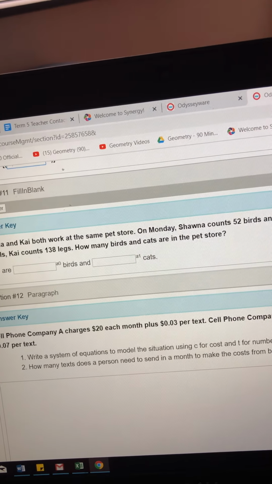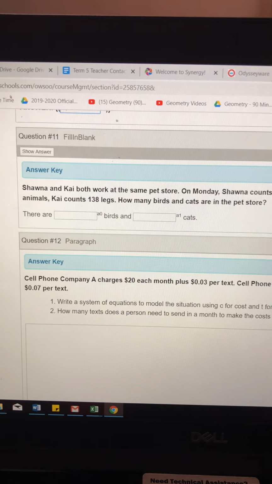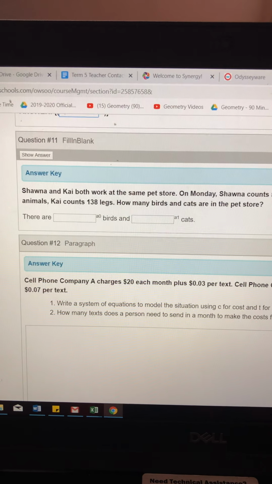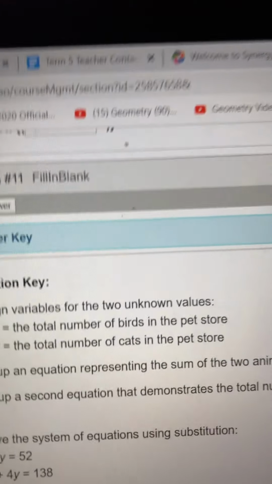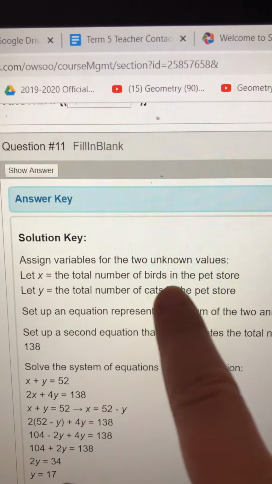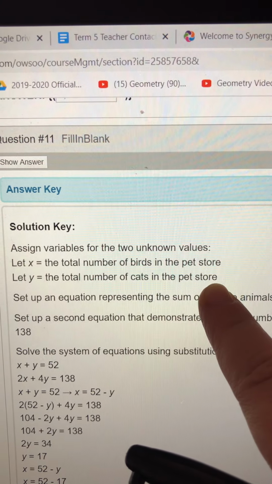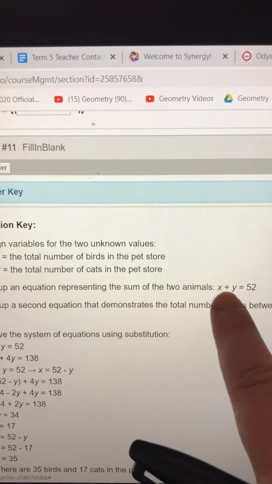So this problem is going to require us to set up a system. We're going to use birds and cats as X and Y. We're going to let X equal the total number of birds in the pet store and Y equal the total number of cats in the pet store. We know that altogether we have 52 of the both. So our first equation is going to look like all of our birds plus all of our cats equals 52 total.